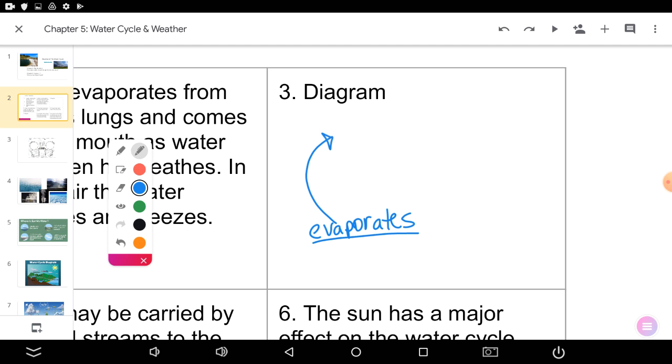Then it went up and it said some water vapor rises and blank to form clouds. Some water vapor turns into frost or dew. Frost and dew often form in the morning and evaporate soon after sunrise. Kendall? Condenses. Okay, then we're going to have to look over on the other page to get the rest of the diagram.